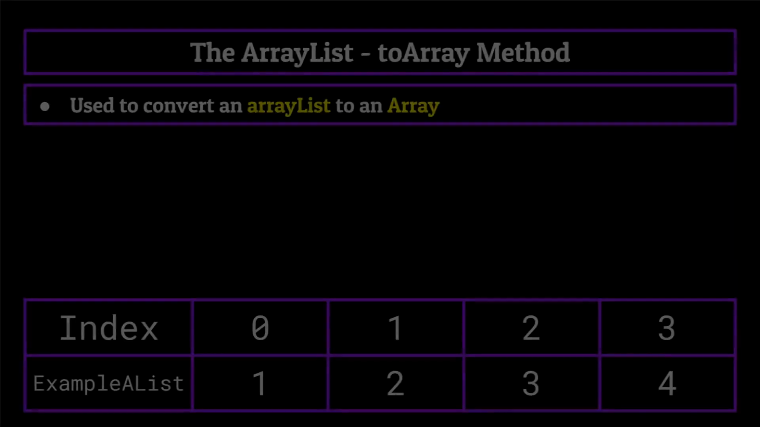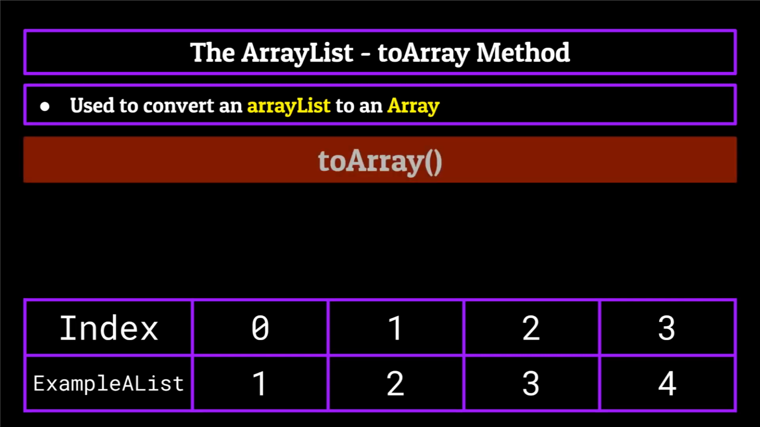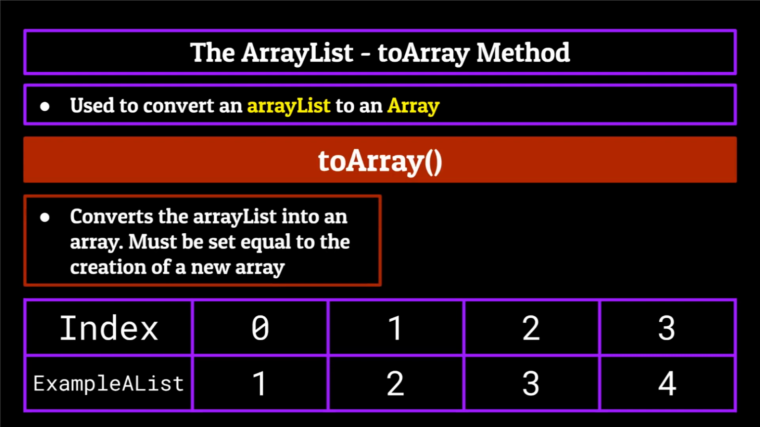The final method that we'll be covering in this section is a little bit different from the rest, and that's the toArray method, which is used to convert an array list to an array. I thought I would include this one because it's really useful for combining the strengths and weaknesses of arrays and array lists. The toArray method takes in no arguments and will simply convert the array list into an array.